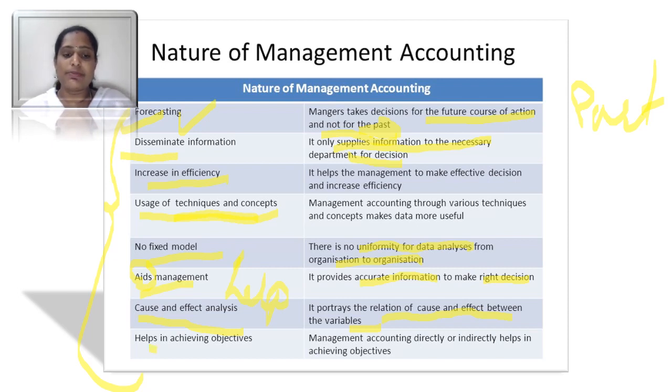And it also helps in achieving objectives, because when you are analyzing all these things, whether working capital is fine, funds are fine, inflow and outflow of cash is fine, as a decision making, when everything is going well, it will be helping you, in a smoother manner, to go for achieving your objectives. So this is the nature of management accounting.